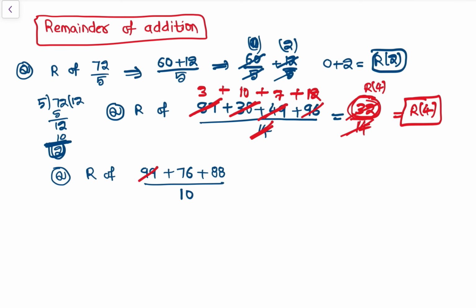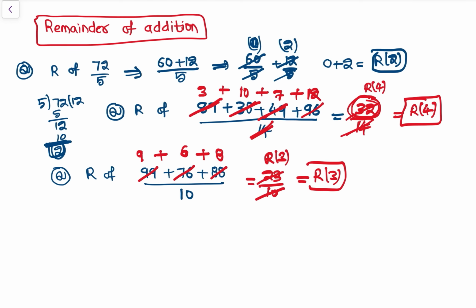See here for 10 9s are 90, so remainder is 9. 10 7s are 70, remainder is 6. 10 8s are 80, remainder is 8. So 9 plus 6 plus 8, 15, 15 plus 8 is 23. 23 upon 10, because remainder 23 cannot be, divide by 10 first, 10 2s are 20, so remainder is 3. So overall remainder is 3.